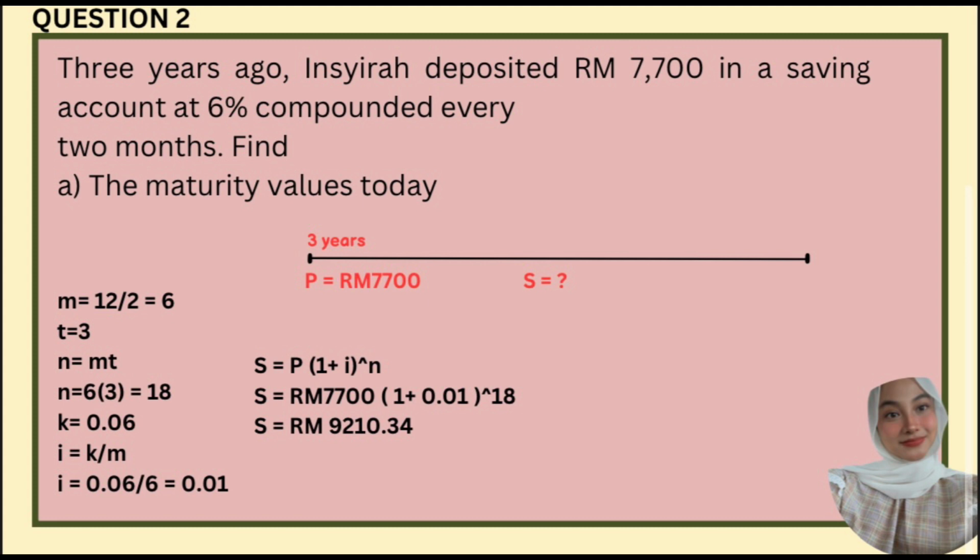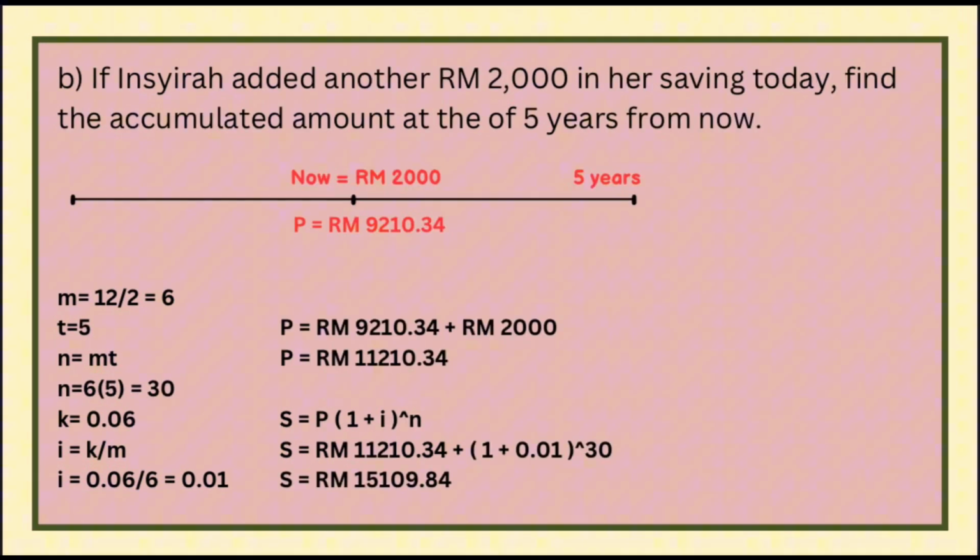After we finish writing down all the information, we can put in our formula, that is S equals P (1 plus I) to the power of N. Now we write our original principal, RM 7,700, (1 plus 0.01) to the power of 18, and we will get RM 9,210.34.